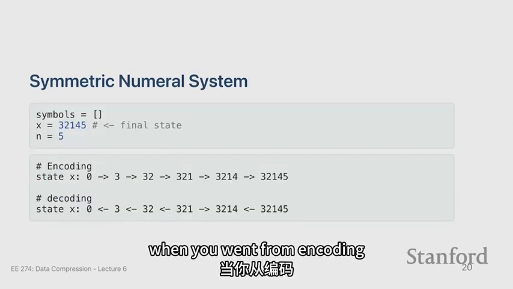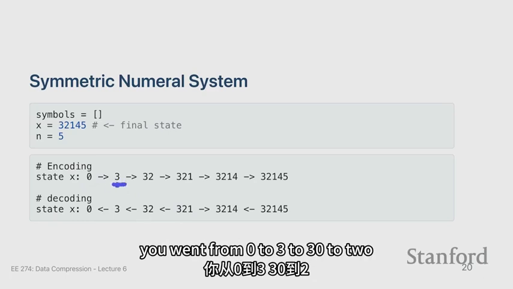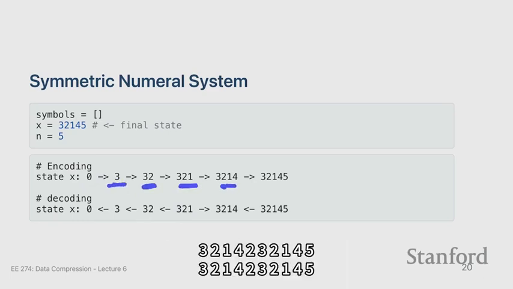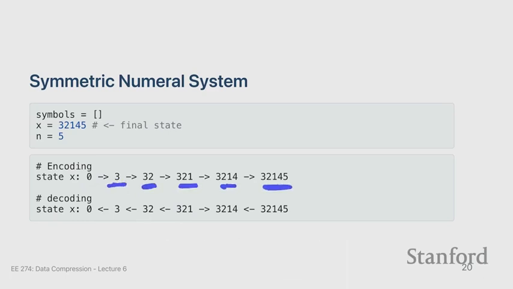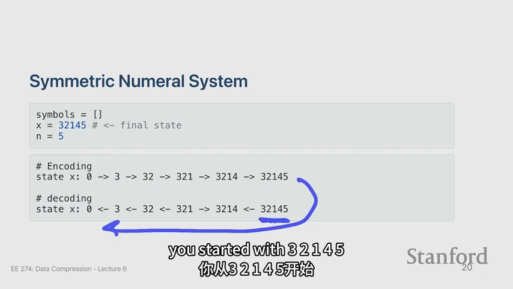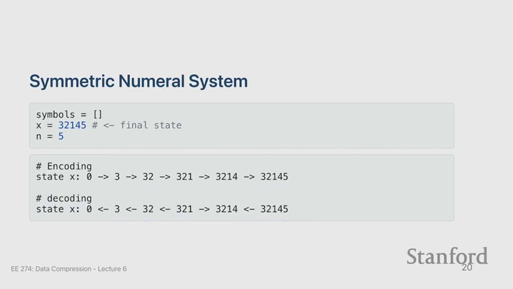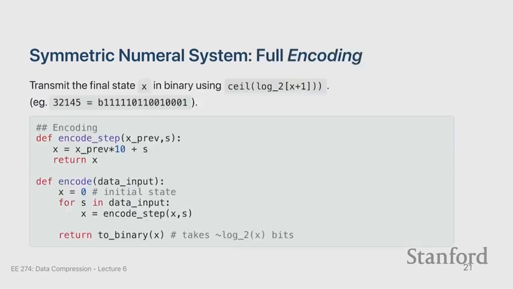Right? So when you went from encoding, if you just look at the state, you went from 0 to 3 to 32 to 3214 to 32145. But the decoding was a reverse process. You started with 32145 and each step you recovered the same state. Is it clear? Okay.